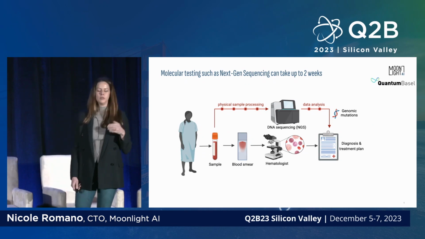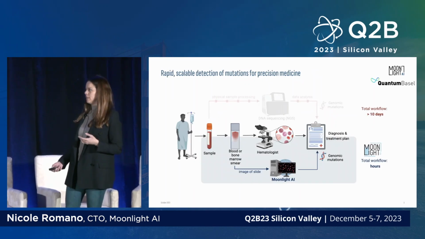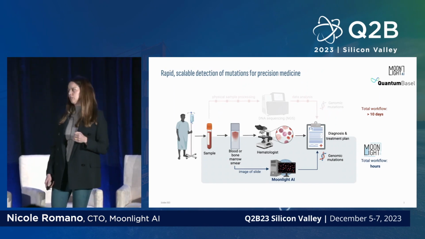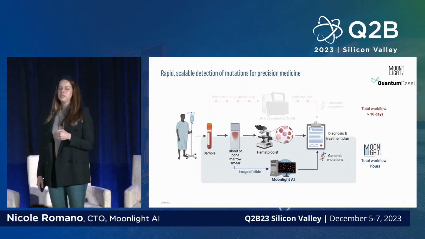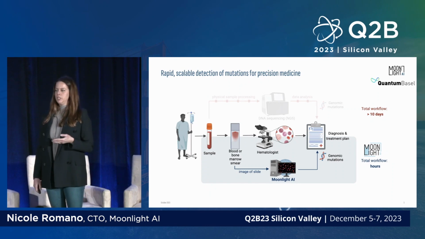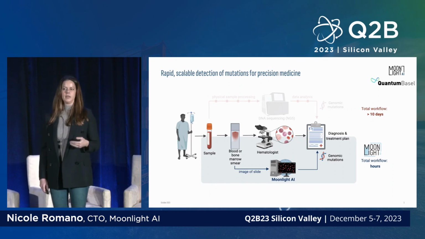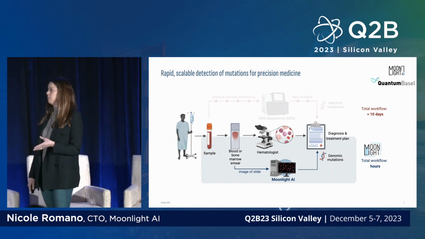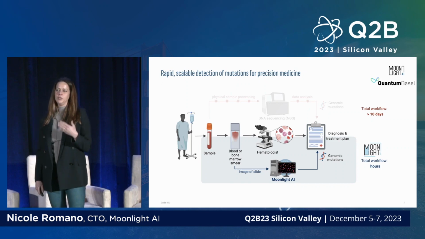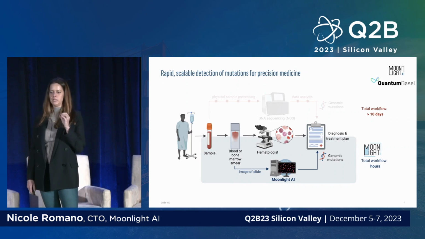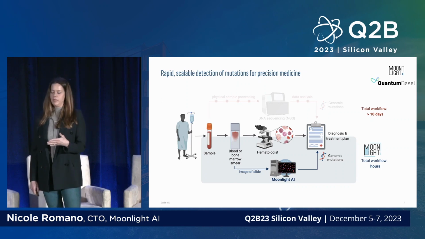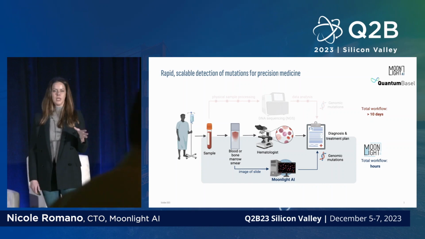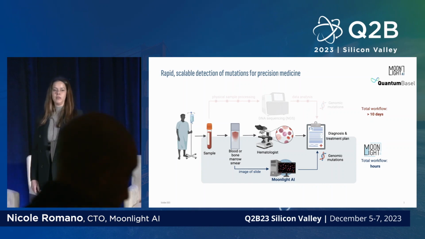Actually, what Moonlight is doing is another form, an AI-powered form of morphological analysis to determine which genomic markers are present. We ask the hematologist to take a high-resolution image of this blood smear that they're looking at under a microscope and send it to us along with a request to detect a particular genomic mutation. We then apply a computer vision algorithm to detect very specialized morphologies that indicate that a mutation is present, and we return that information. So this entire workflow is on the order of hours, and then the patient can proceed with treatment.